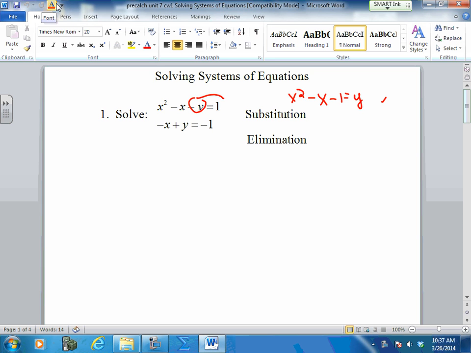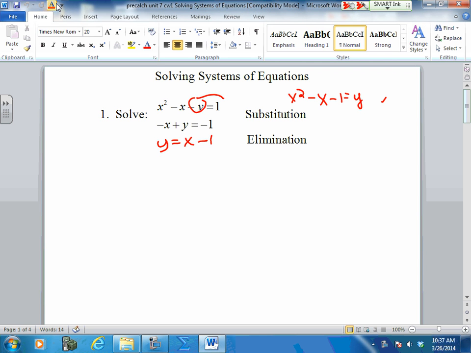One. If I solve this for y, what does that give me? Something. A line. So, I have a parabola and a line. How many times can a parabola and a line cross? Once, twice, or none. It can cross no times, right?